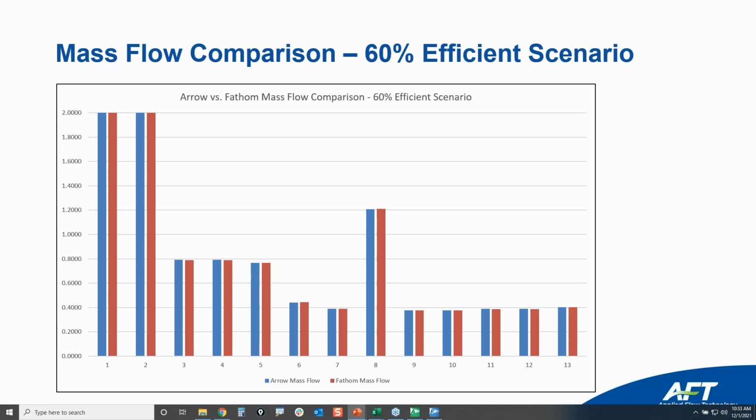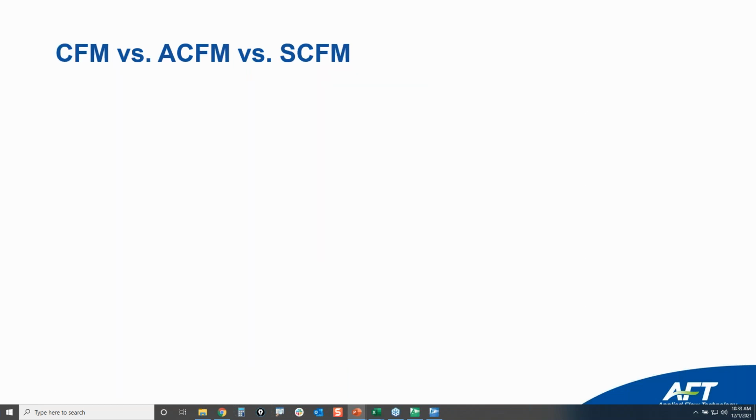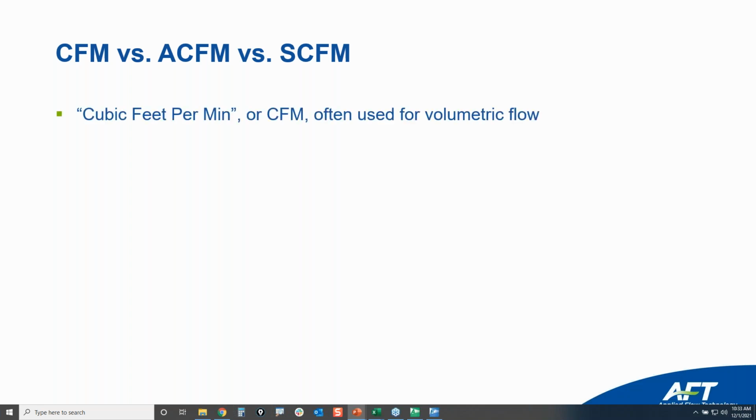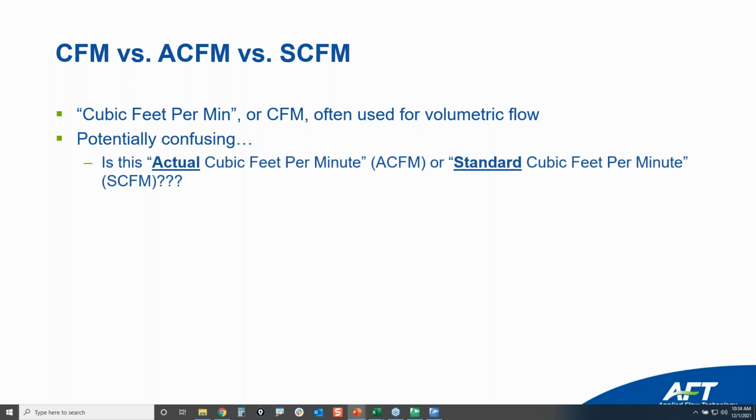But before we do, let's do a quick discussion on volumetric flow rates and what's going on with that. There's CFM for cubic feet per minute, ACFM, which is actual cubic feet per minute, and then SCFM, standard cubic feet per minute. Cubic feet per minute is often used for volumetric flow in industry, and this can be potentially confusing. If you only use CFM, is that talking about actual cubic feet per minute or standard cubic feet per minute? You just don't know, so you have to clarify which one you're using. And the actual cubic feet per minute is going to change all throughout the system with compressible flow systems.